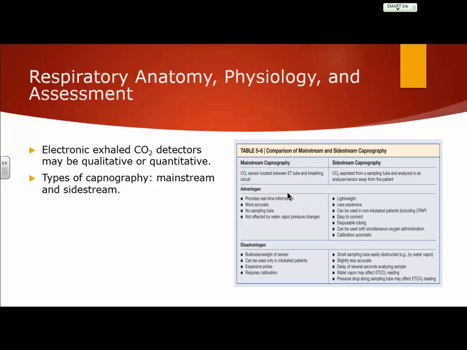These are going to be some of your more mobile, smaller devices. And they're accurate enough, but your mainstream is going to give you a real-time reading, okay?